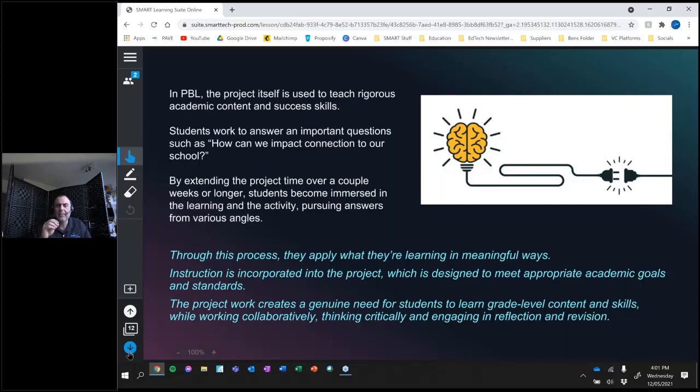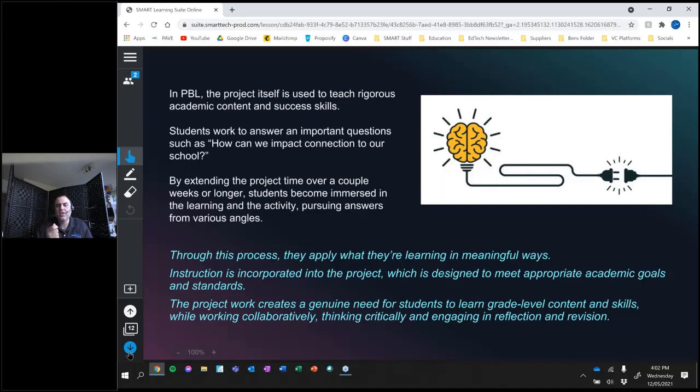So through that process, students can apply what they've learned in really meaningful ways. Your instruction as a teacher changes. It can be incorporated into the project, and it's designed to meet appropriate academic goals and standards. So it's not something that you do first. You actually might take a presentation that you have and divide it into multiple parts, and then intersperse that through the students doing the project so that you can use that instruction to facilitate their continued growth and development.